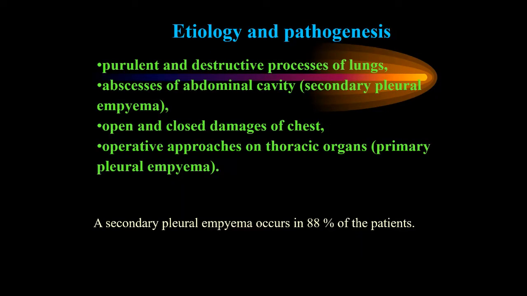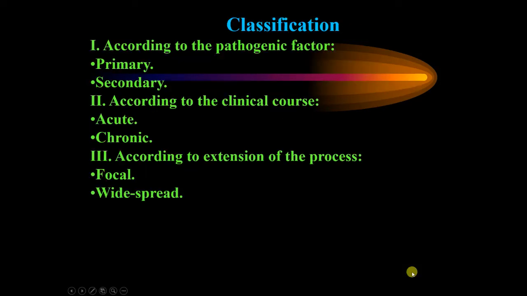Etiology and pathogenesis. It is a purulent and destructive process of the lungs. It can be abscesses or another inflammatory process of the abdominal cavity, such as pancreatic necrosis, for example. It leads to secondary pleural empyema. Open and closed damage of the chest can form empyema too, and operative approaches on the thoracic organs, primary empyema. Secondary empyema can occur in 88% of the patients.